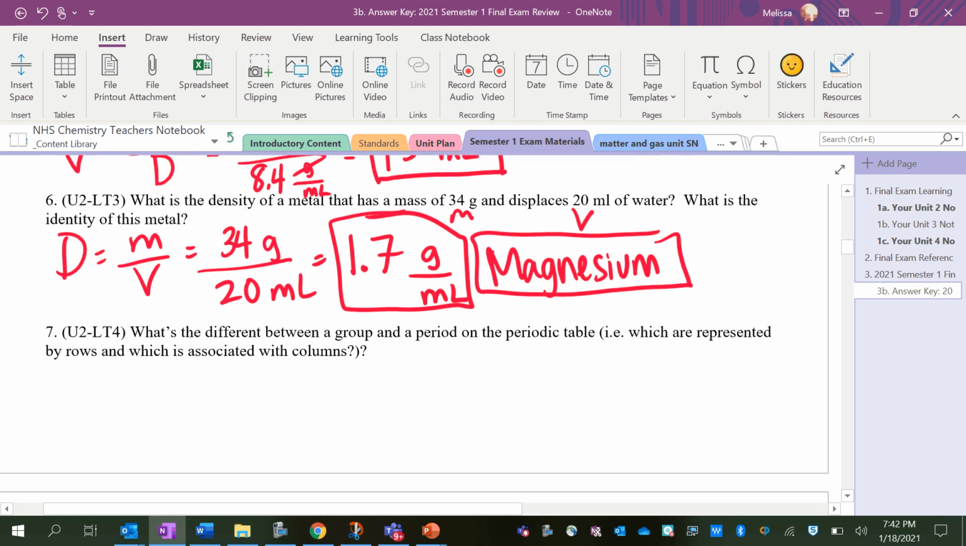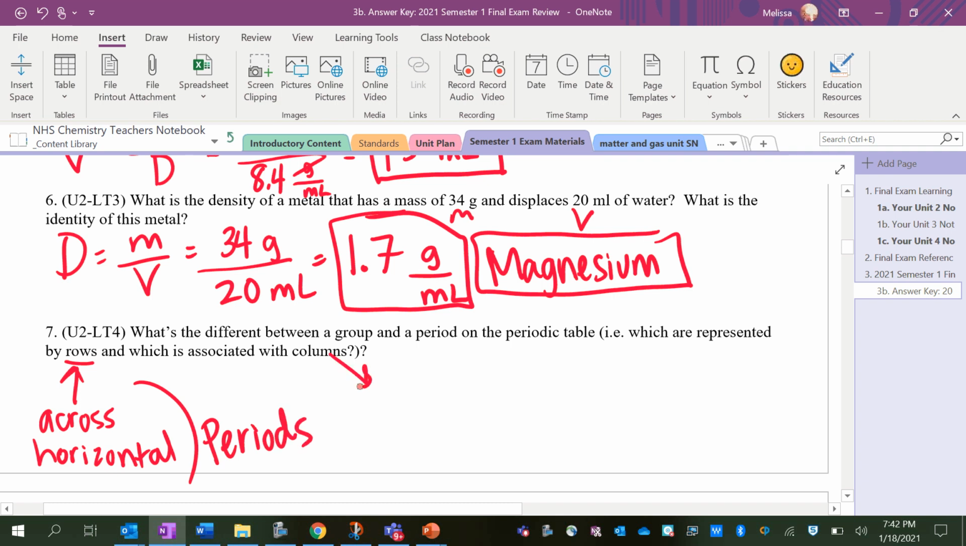What's the difference between a group and a period on the periodic table? Which are represented by rows and which are represented by columns? So the rows are going across, or in other words, they're horizontal. And those are the periods. And the columns are going vertically. They're also known as groups. Oh, sorry, that is what the answer was looking for. So those are groups.